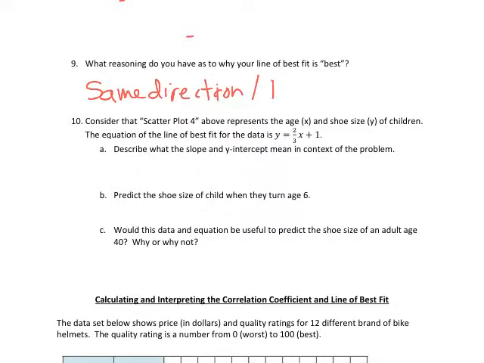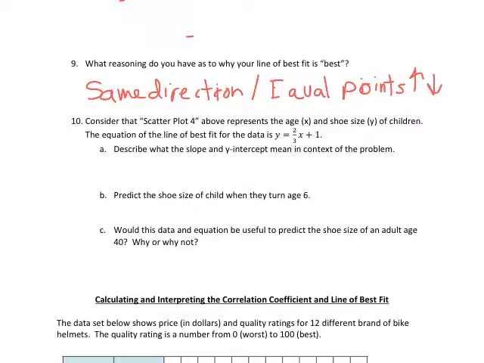We want equal points above and below. Okay, so we want it to be in the same direction as the relationship, and we want equal points above and below. It's not an exact science. You don't have to have the exact same number on top and bottom. You just want it to be close. Okay. So let's look at how the line of best fit helps us.